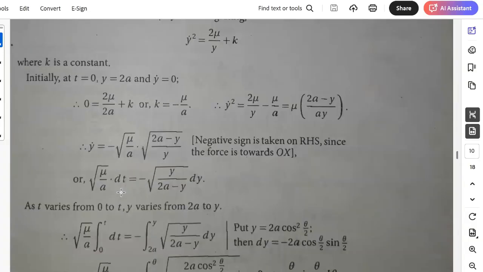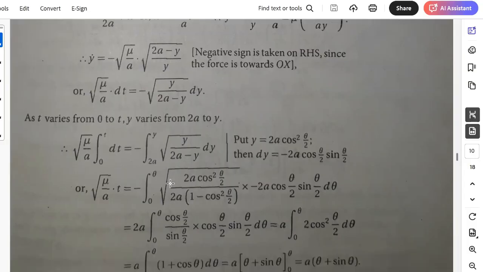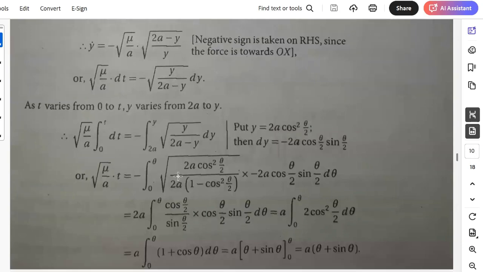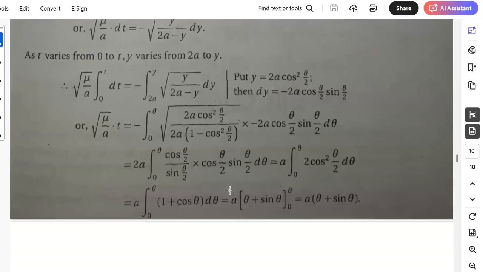Then you perform this integration, and please note down the range of the definite integral. When t equals 0, your y value is 2a. It was at a height 2a. When t equals any value t, that is just symbolic, it is variable, then y is also variable. Then you can integrate it. For integration, they are using a substitution to simplify it. There's nothing to explain here. You go through this, and then you get t in terms of this, right?